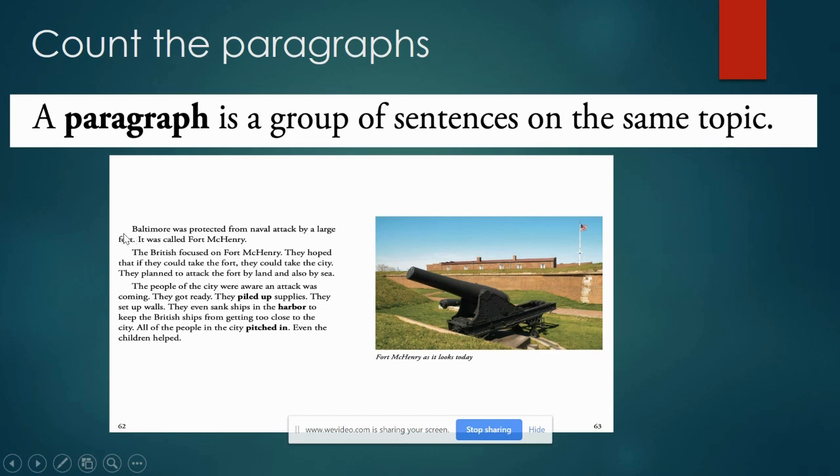Remember that each paragraph starts with an indented space, and we see that here right before Baltimore, right here before the word the, and right here before the word the again.